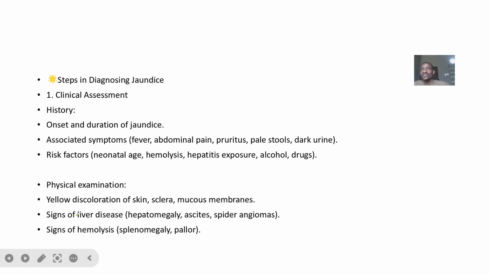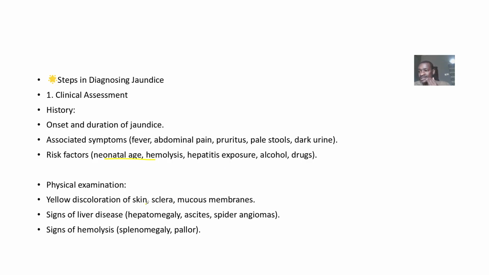So you have to ask the person, when did the jaundice start? What are the other things you are feeling? Are you feeling fever, abdominal pain? Is your skin itching? Pale stools, dark urine, and the rest of it. You also look at risk factors: neonatal age, hemolysis, hepatitis exposure, and the rest of it.